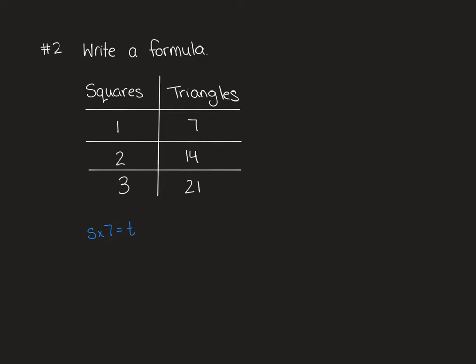If you were getting a little bit stuck on that, I also find it helpful to look at the triangles and figure out how much is it going up by. Well, it's going up by 7 each time, so that is what we would multiply by.